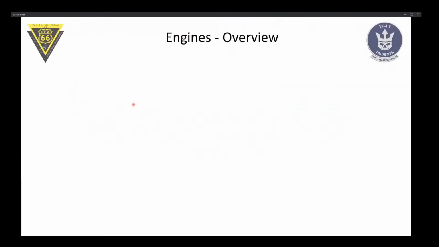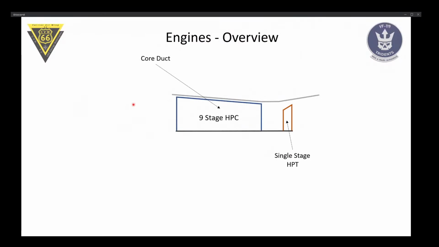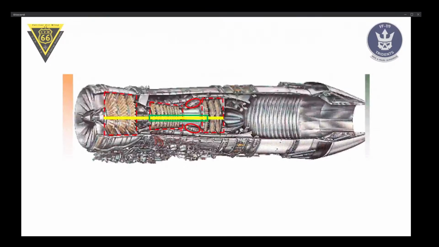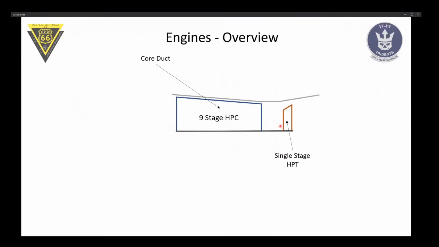Let's take a look at a more schematic overview. This is a cross section, and it's just the upper part, because the lower part is symmetric, so we're not going to look at that. This part is our 9-stage high pressure compressor. This is our single stage high pressure turbine, and this is the shaft that connects these two. And the whole thing here is the so-called core duct, because this is where the core airflow goes through.